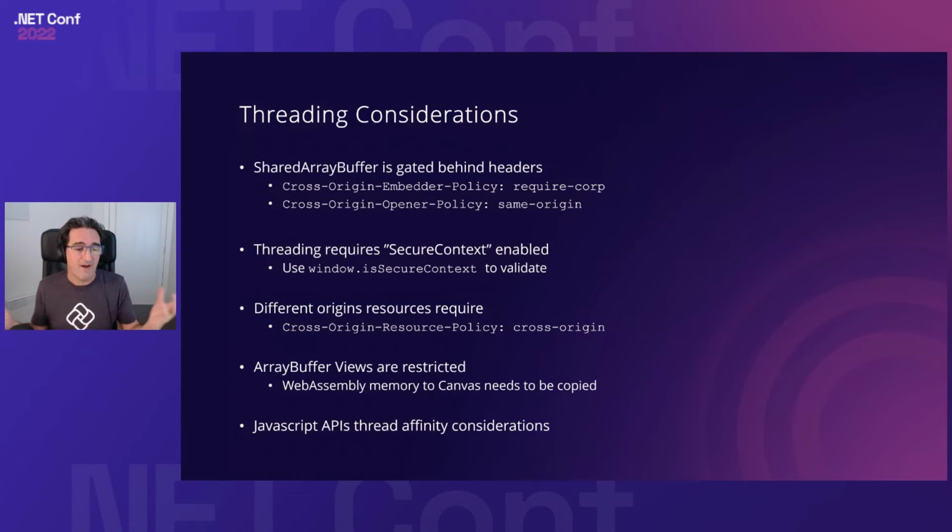And one of the final things is the fact that JavaScript APIs have threading affinity. So for instance, if you're opening a file through the file open picker and then you try to use that on another thread, it may cause some issues because the handles are specific to a web worker. So you're going to have to switch between web workers in that context.